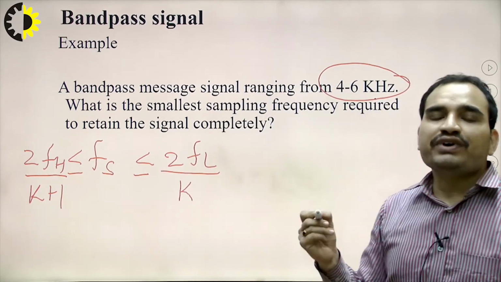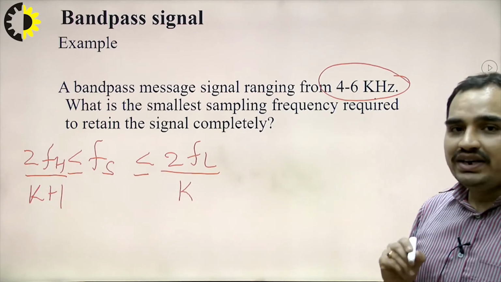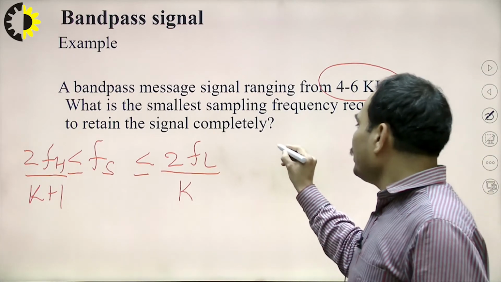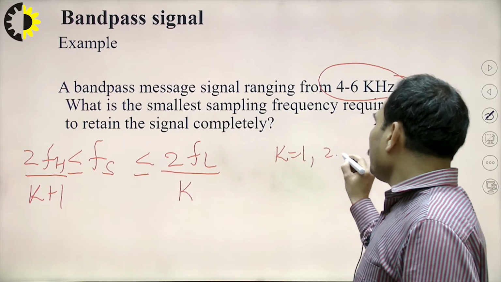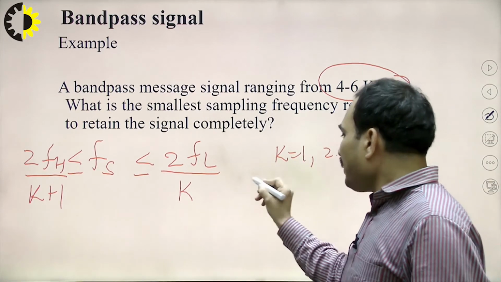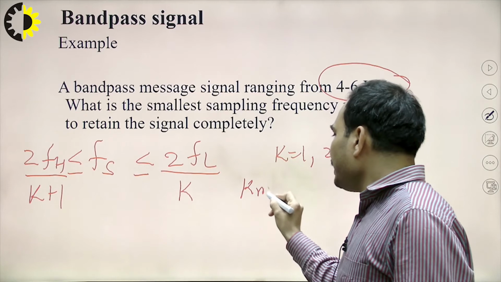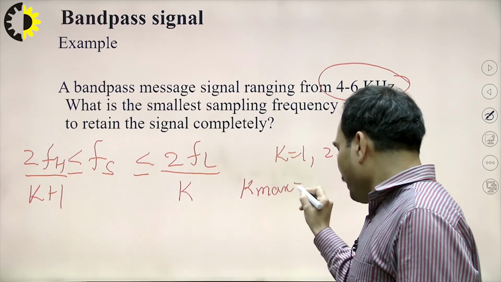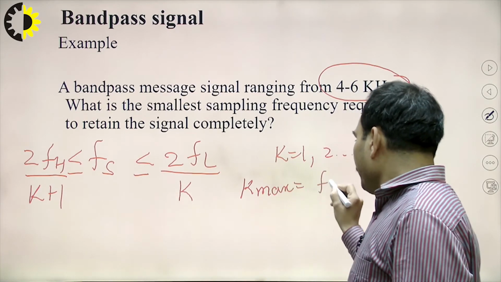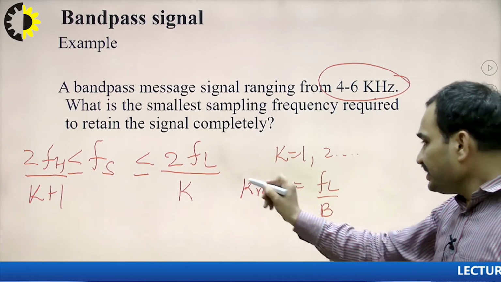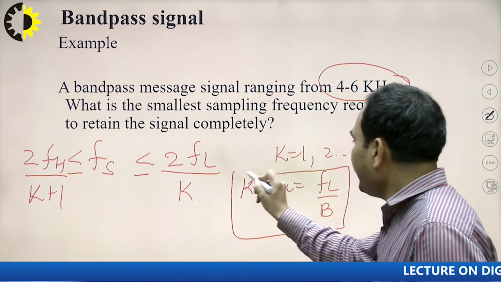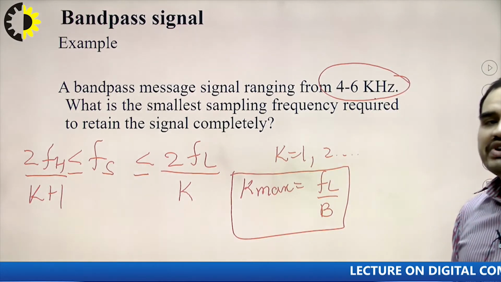Now what is this factor k? The factor k may range from 1 up to a maximum value, and the maximum value of this k we can simply calculate by FL divided by the bandwidth. So this is the formula to find the maximum value of k.